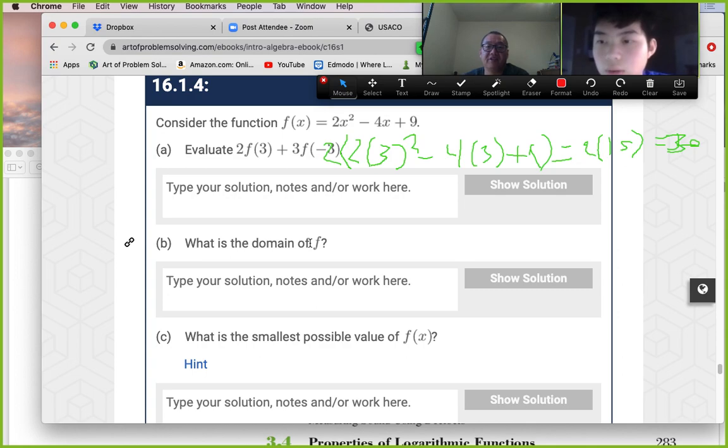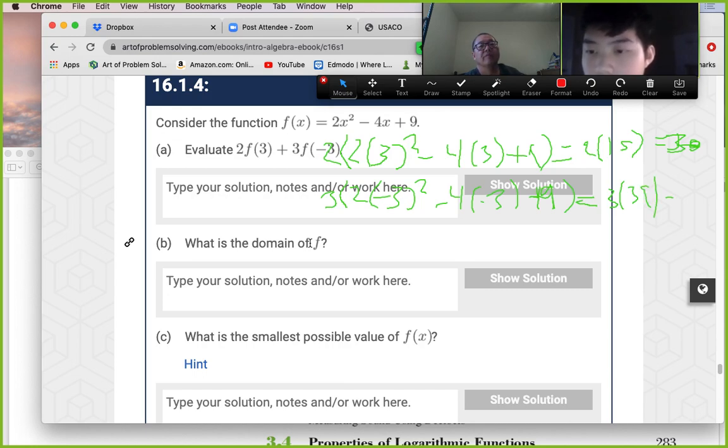Yeah, this part is right. Then you calculate 3 times negative f of 3, or f of negative 3, equals 1, 0.